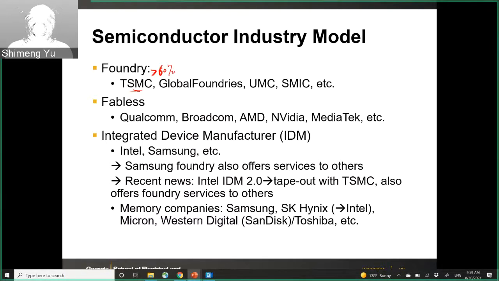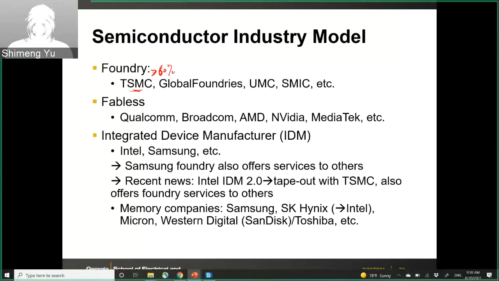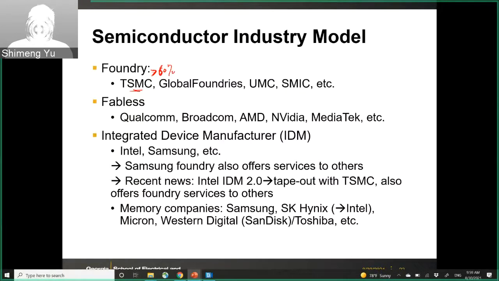And then fabless, that means design house. Those companies only do the circuit design, the chip design, and they will send the designs to the foundries for fabrication. Of course, the interface will be the GDS, the layout files. So if you are a circuit designer hired by those fabless companies, your final output will be the layout GDS files. And here we see Qualcomm, Broadcom, AMD, NVIDIA, MediaTek. This is a long list.